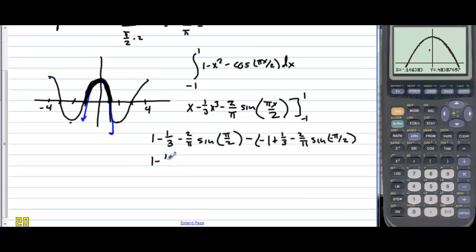We have 1 minus 1/3 minus 2 over pi plus 1 minus 1/3. The sine of negative pi over 2 is negative 1. That means we have minus, minus, and minus. We have minus 2 over pi. We have 2 minus 2/3 minus 4 over pi. Now that's 6/3 minus 2/3 is 4/3 minus 4 over pi.